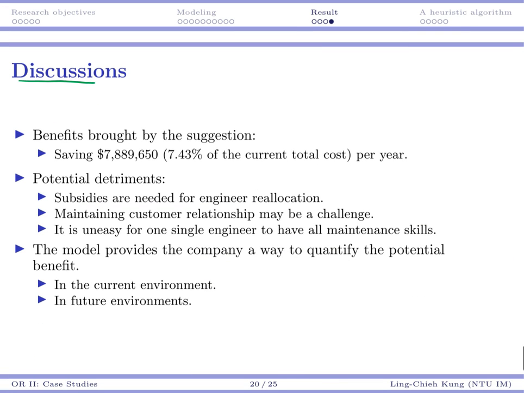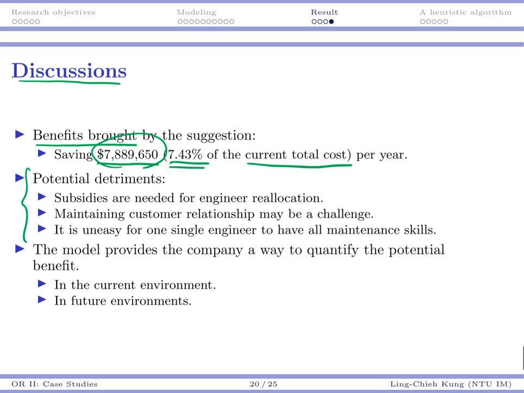There are still some discussions if you want to implement the solution in practice. So first, we may see that there are some benefits, okay? Because you are actually building fewer large facilities, you're going to save some money. And that about 7 million or 8 million something is around 7% of the total cost per year. So I would say it's a huge amount of money, right?